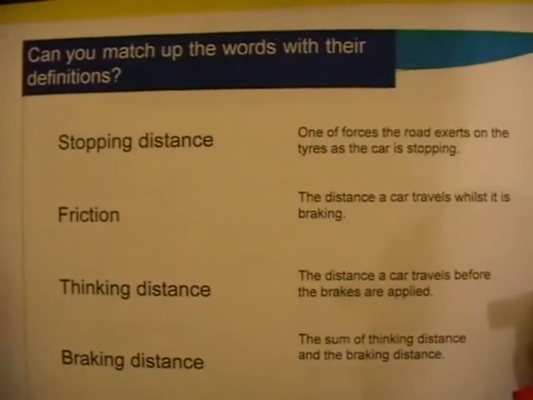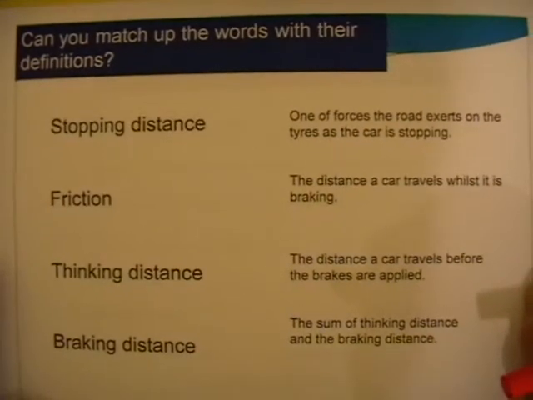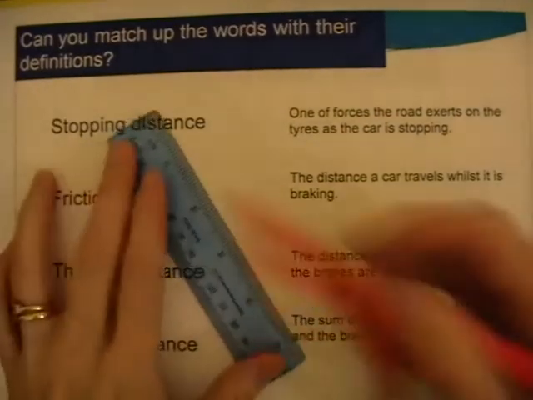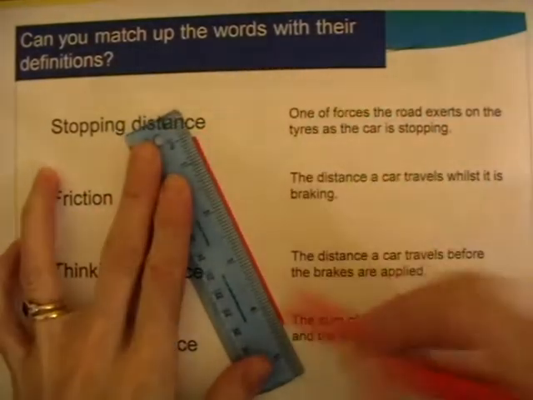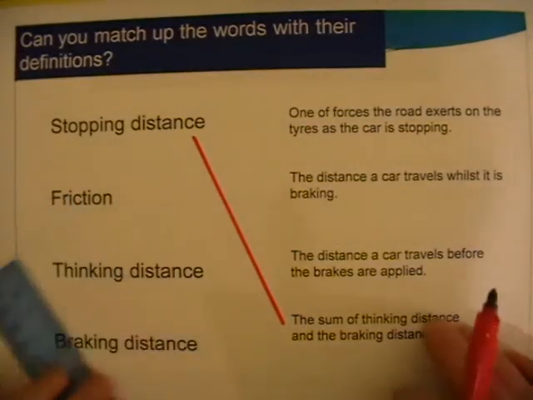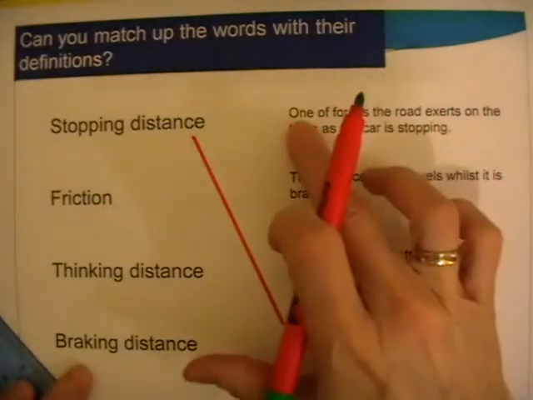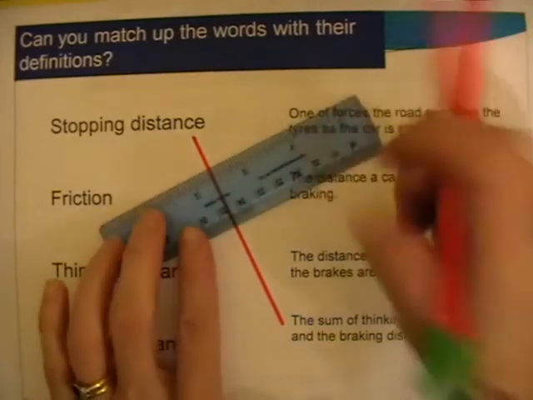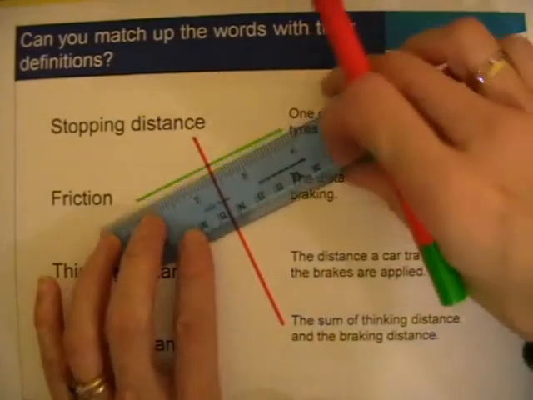So there are a few definitions here, and hopefully you can see them all. It says stopping distance, friction, thinking distance and braking distance. So the stopping distance is the distance that the car travels in total, and that's the sum of the thinking distance and the braking distance. So we're going to put an arrow down to this one here. The next one is friction, and friction is a force, as we know, so we're looking for something that says force, and there's one that says force. One of the forces the road exerts on the tyres as a car is stopping, and so that's our frictional force.